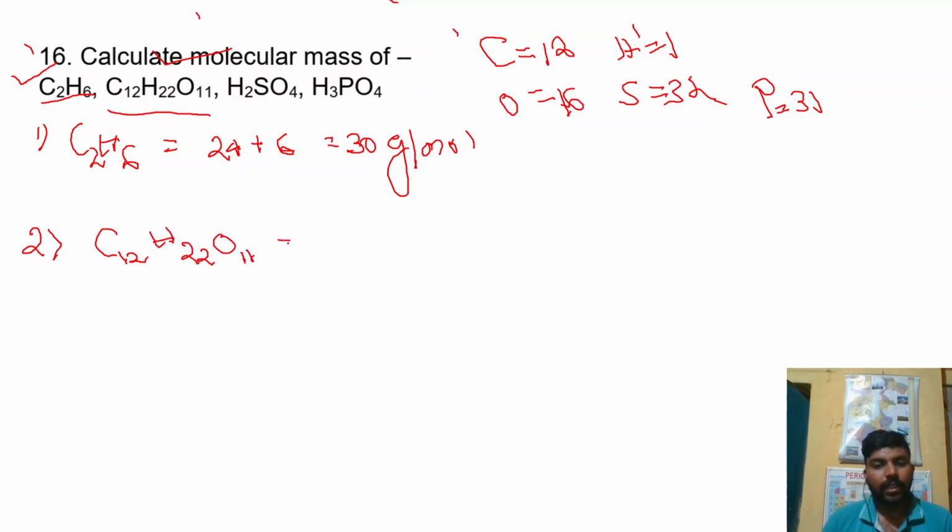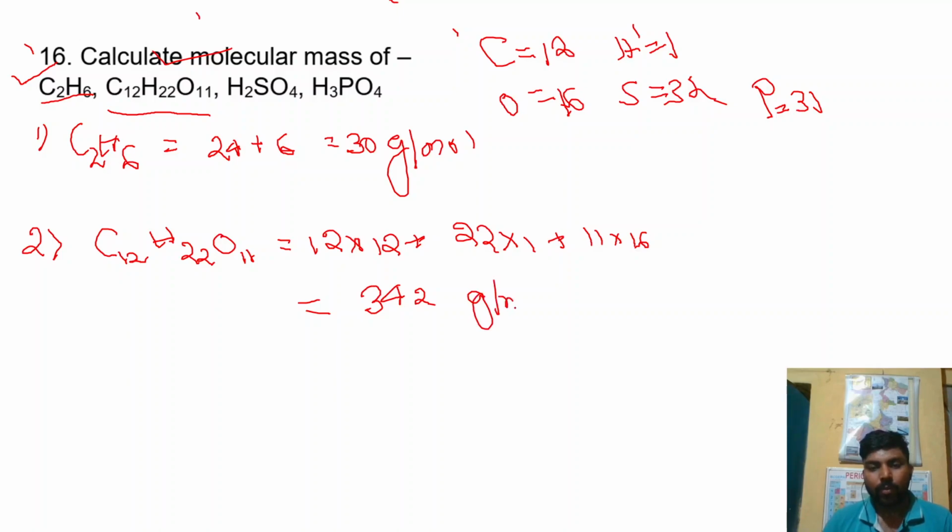If you calculate like this, 12 into 12 plus 22 into 1. If I ask about oxygen, 11 multiplied by 16. So after calculating all the parts, what will you get? You will get 342 gram per mole. So I hope you understand how to do the calculation for molecular masses.